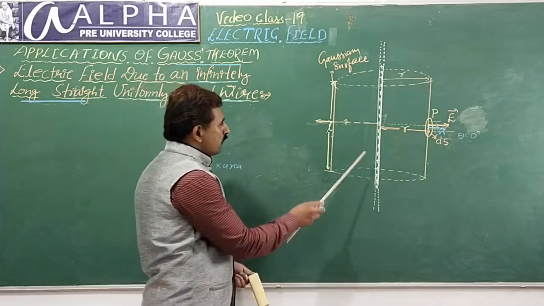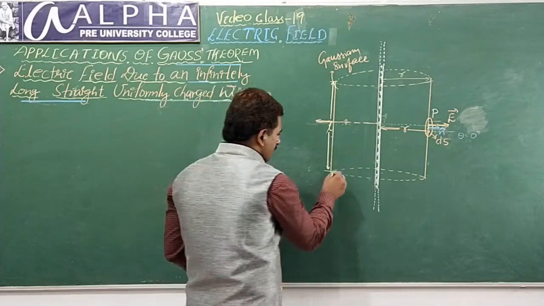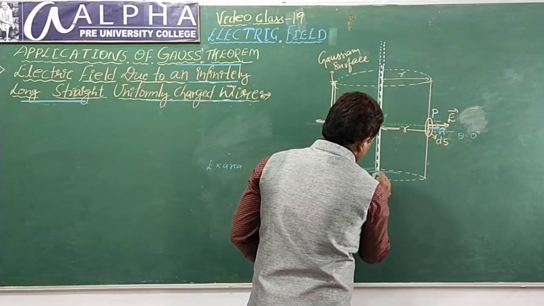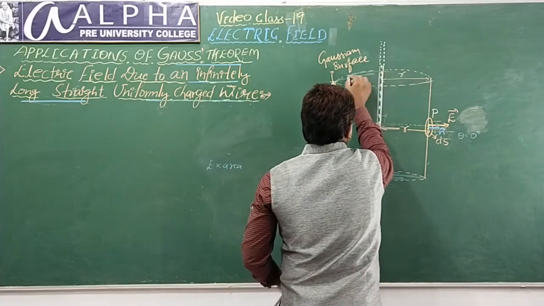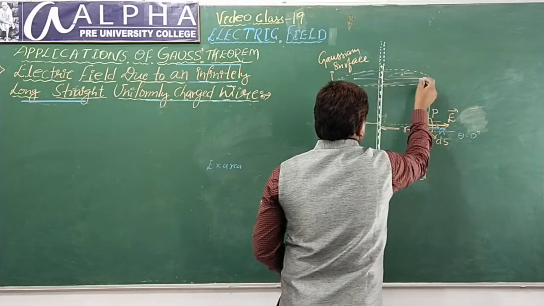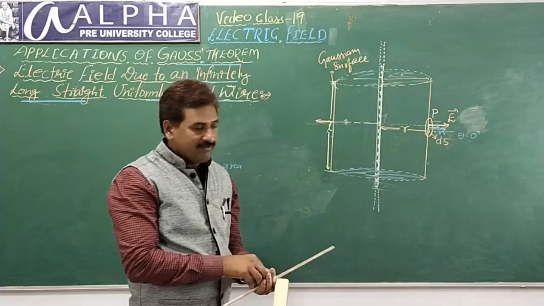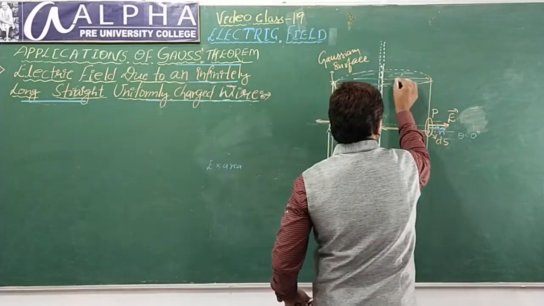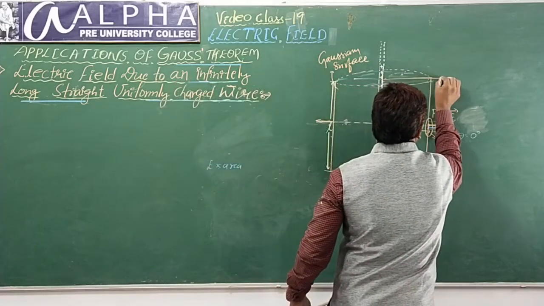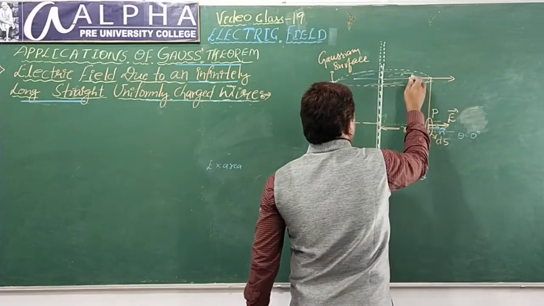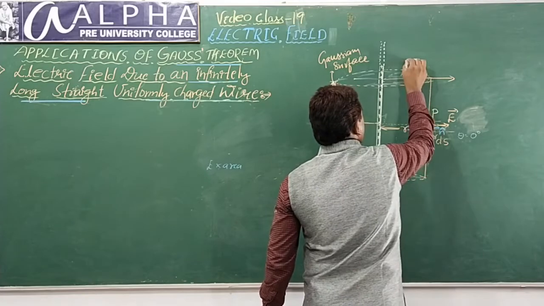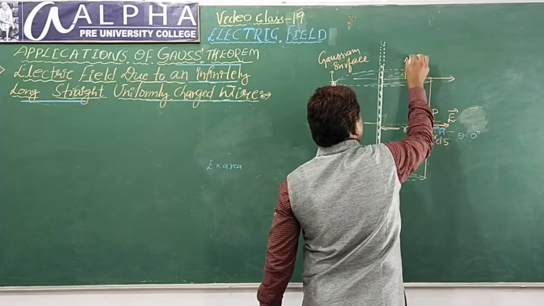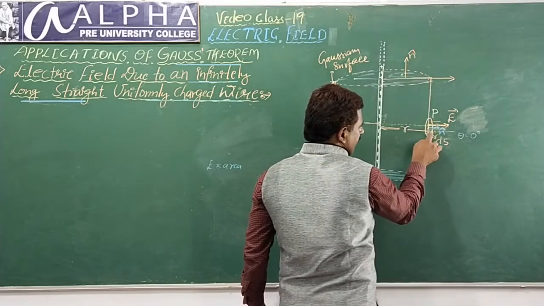And what about these two surfaces? I'll shade these two end surfaces. Look here, friends. These end surfaces are just parallel to the electric field. See how the electric field here is just along this direction, right? And what is the normal to this? The normal here is up to the surface. To the surface normal is up. But for this surface normal is right.